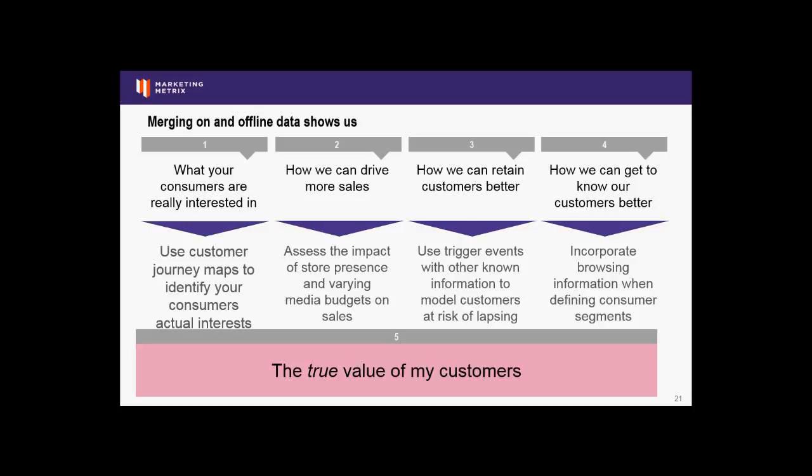3, how we can retain customers better by using trigger events with other known information to model customers at risk of lapsing. 4, how we can get to know our customers better by incorporating browsing information when defining consumer segments. And finally, it shows us the true value of our customers by providing a more holistic view.